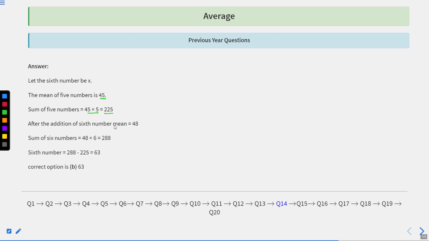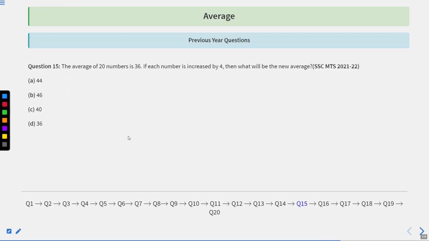After the addition of the sixth number, the mean becomes 48. So the sum of 6 numbers can also be computed, and it will be 48 times 6, which is equal to 288. The sixth number is the difference of the sum of 6 numbers and the sum of 5 numbers. Taking the difference, 288 minus 225 is equal to 63. So the correct option here is option B, 63.